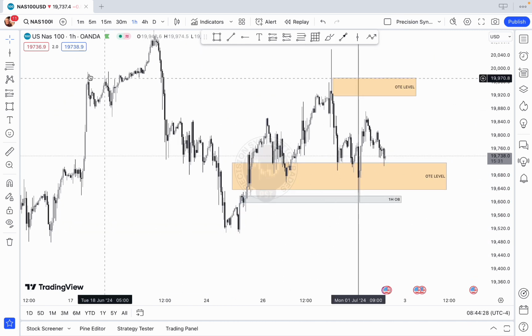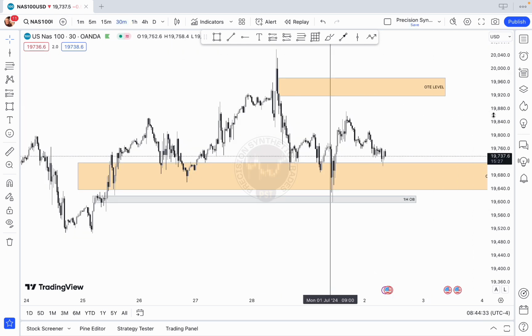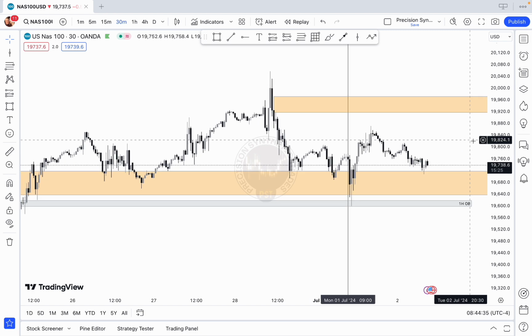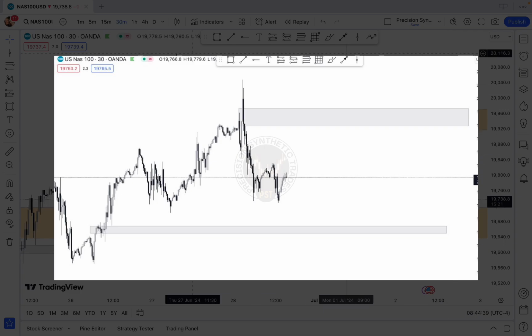All right, so let's quickly jump to the 30 minute. I got my two levels. Let's quickly see what happened at market open. As you can see, this was my analysis before market open. So I was waiting for price to go to these levels.